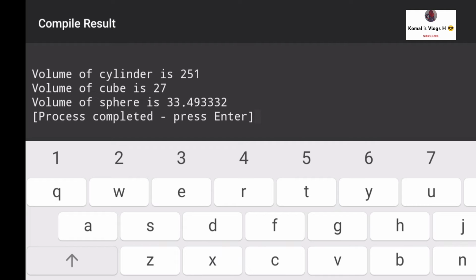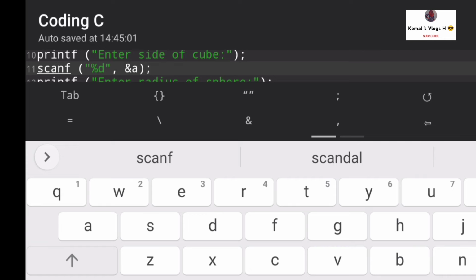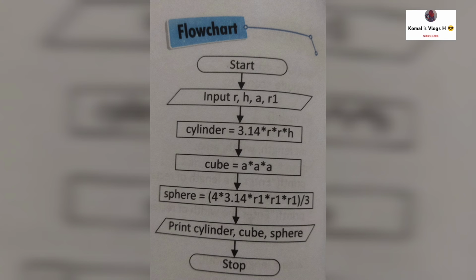Here is the flow chart of this practical, and same for processing. In processing, the rectangular symbol shows the formula for cylinder, cube and sphere, the parallelogram is for input output, and the oval shape is for start and stop.